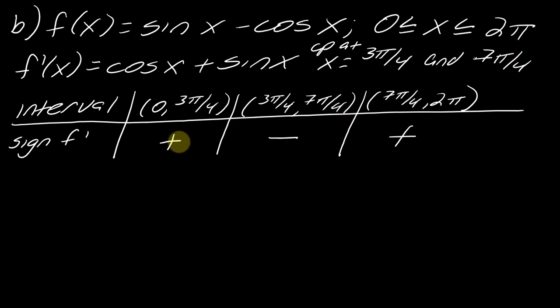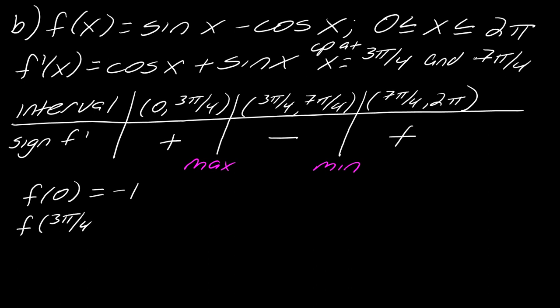So I can see by looking at this that from here to here, I clearly have a maximum, and then from this interval to the next, I clearly have a minimum. But this is not necessarily enough, so what I want to do now is list everything out. I'm going to plug in my endpoints, and I'm also going to plug in all my critical points, so I'm just going to evaluate all of these.